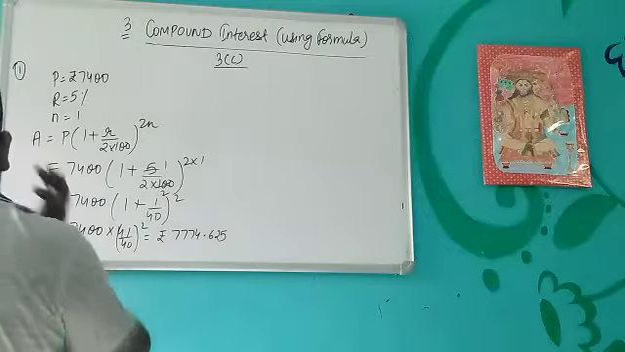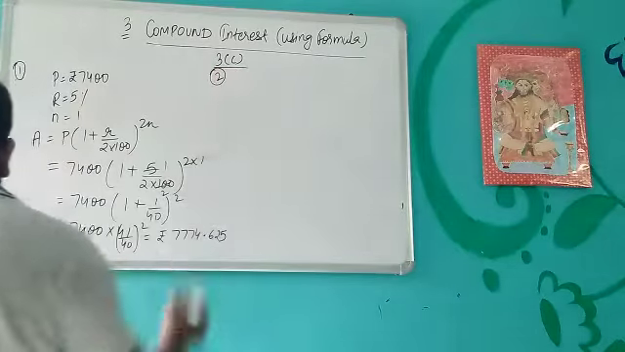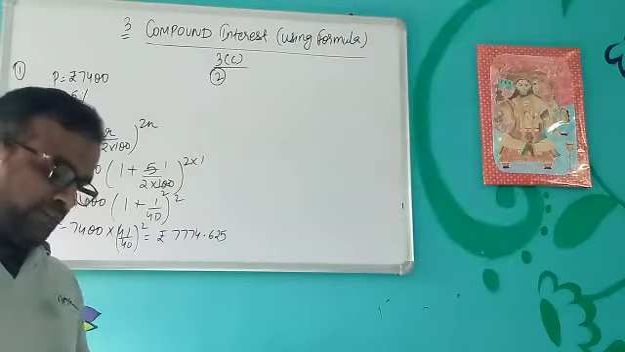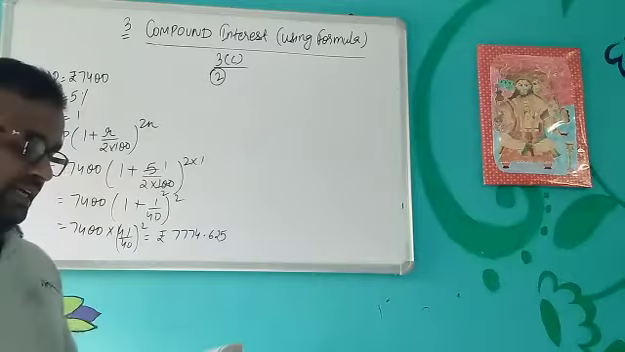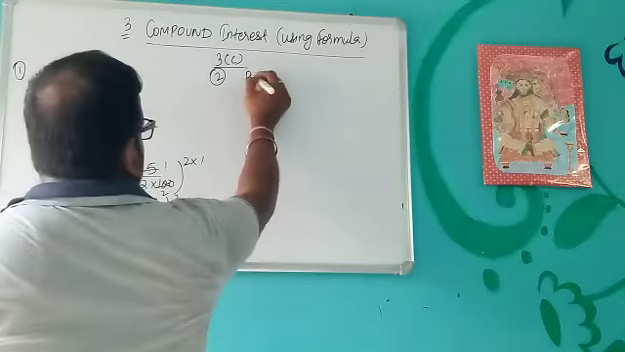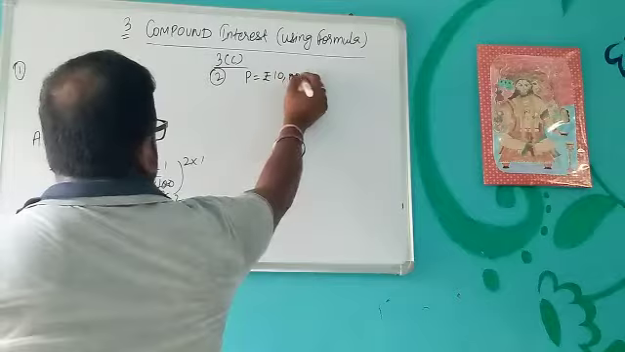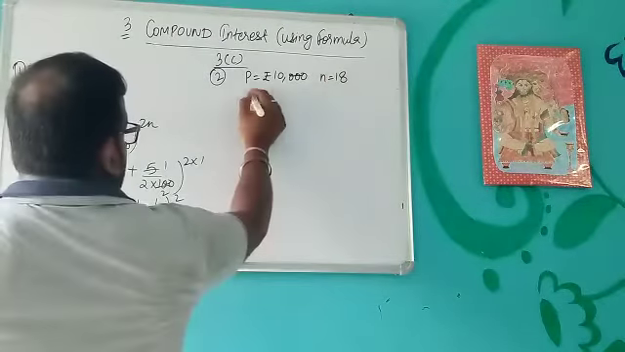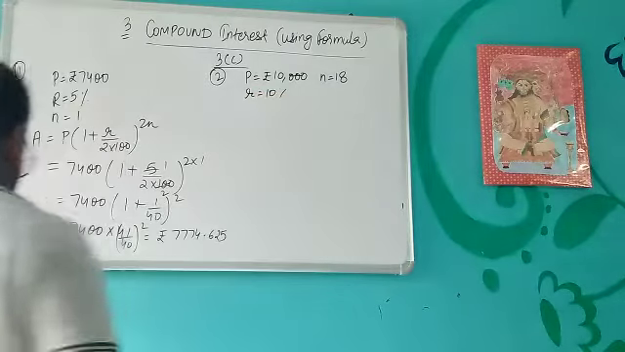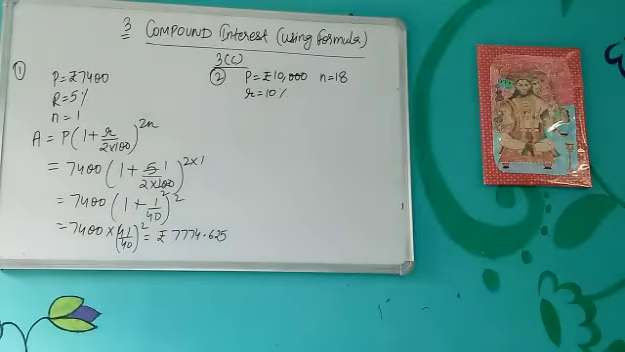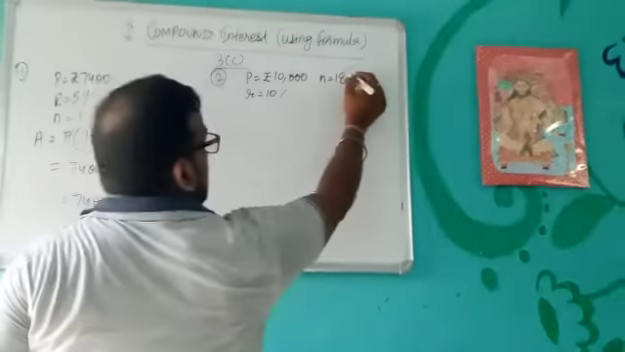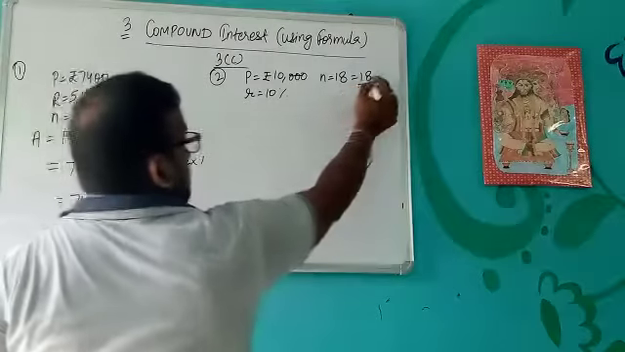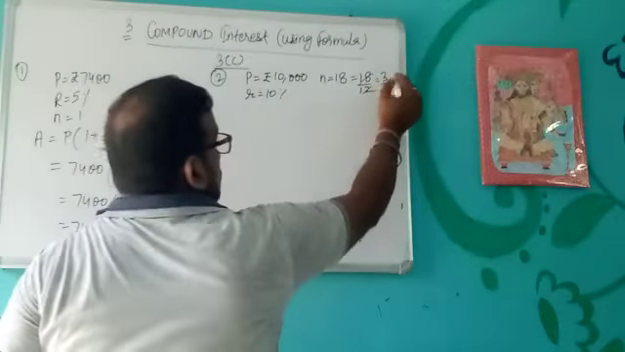Similarly, in the next question, that is question number 2, we have to calculate the difference between compound interest compounded yearly and half yearly on rupees 10,000 for 18 months. So in this, principal is given as rupees 10,000, n is 18 months, that we will convert into years, and rate is 10% per annum. So first we will convert it into years. So it is 18 by 12, 1 year is equal to 12 months, so it becomes 3 by 2 years.